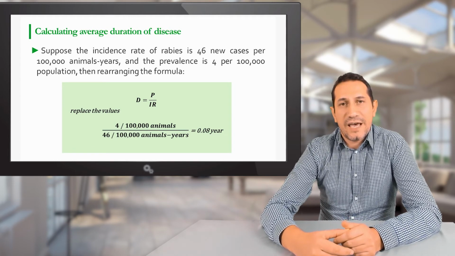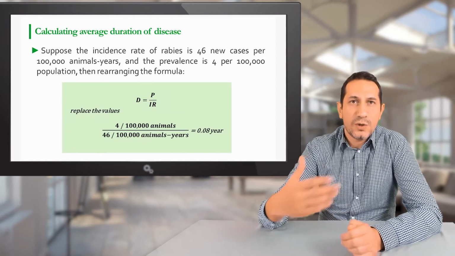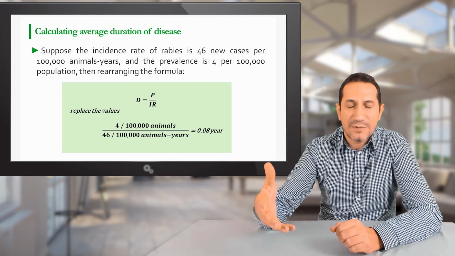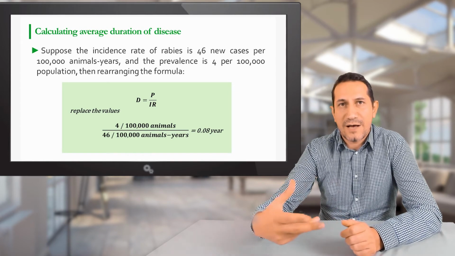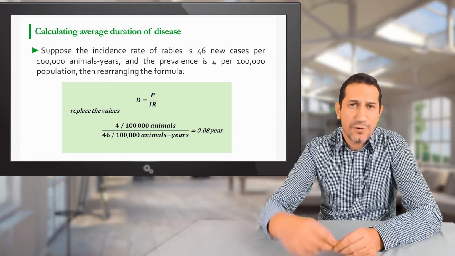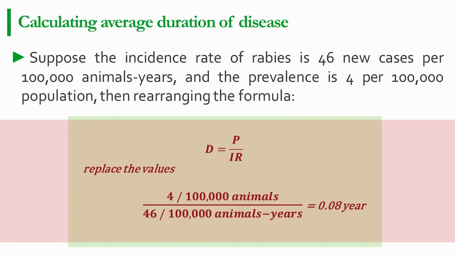Let's say that we have an incidence rate of rabies which was 46 new cases per 100,000 animals a year, and the prevalence in the whole population is 4 per 100,000. Therefore, rearranging again the formula, the average duration of disease would be equal to prevalence over incidence rate. Then replacing the values, we would find that the animals with rabies would survive, let's say, an average of 0.08 years, which is approximately 1 month.